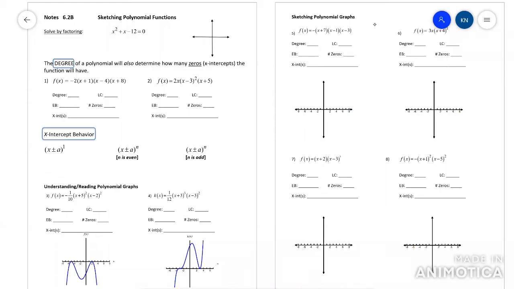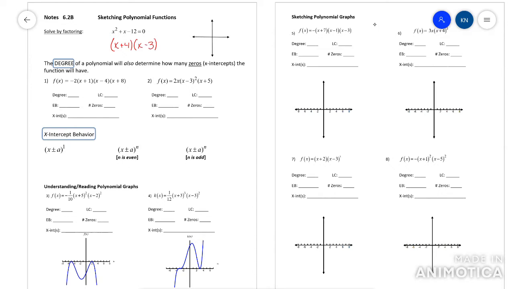All right, this video is going to go over 6.2b, which is how to graph polynomials. Basically, where I would start with this is you're going to want to factor everything when you see a polynomial, because you can tell a lot about a polynomial when it's factored. You can't tell a lot about a polynomial when it's in standard form. So if you approach something like this, you need to factor it. This one would be x plus 4, x minus 3.